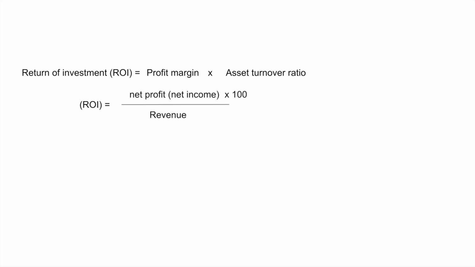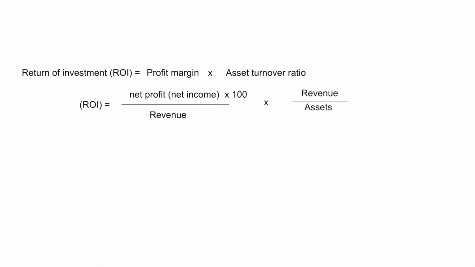Return on investment is actually equal to profit margin multiplied by asset turnover ratio. And I'll show that mathematically. Now, return on investment, if it's equal to profit margin multiplied by asset turnover ratio, it should also be equal to net profit divided by revenue multiplied by 100, because this is the equation for profit margin. This should then be multiplied by revenue divided by assets.